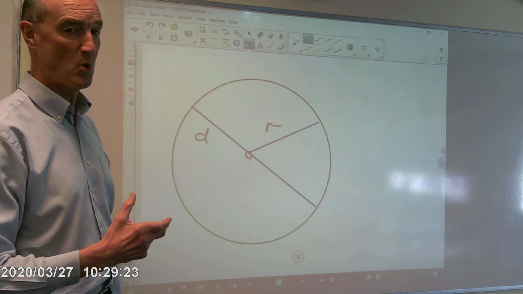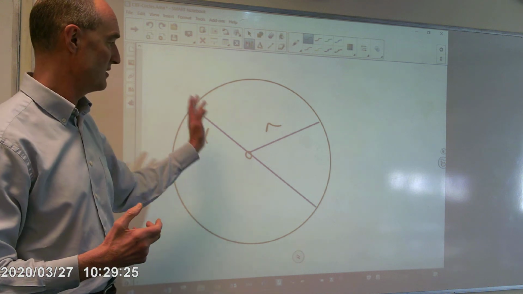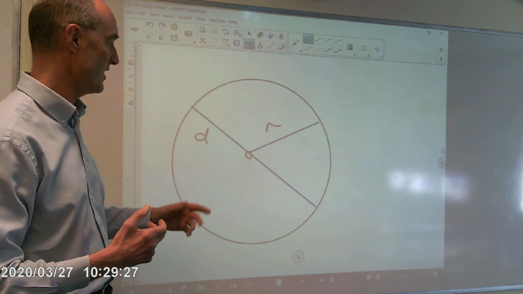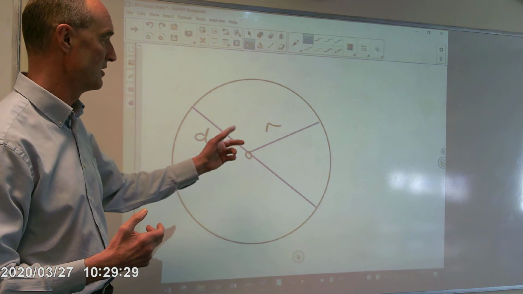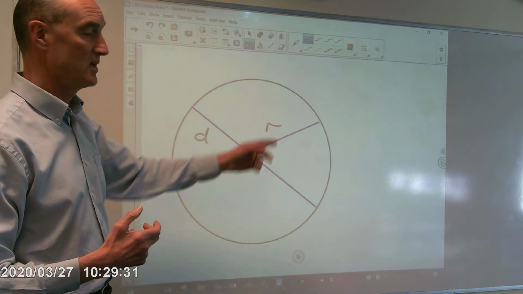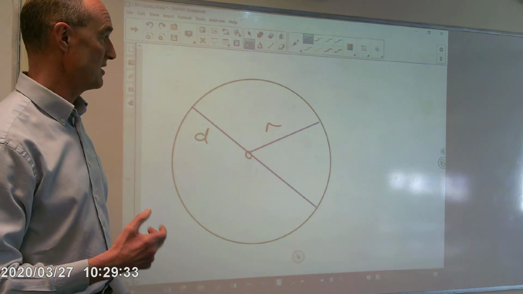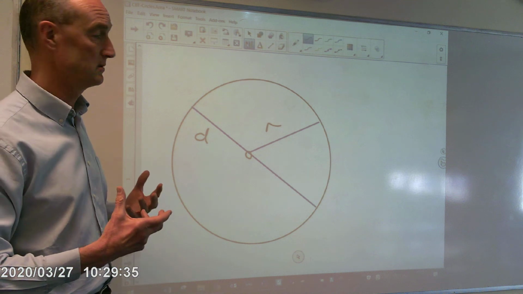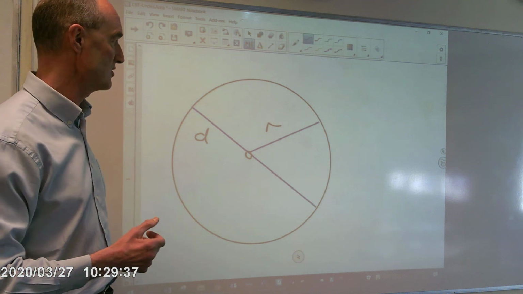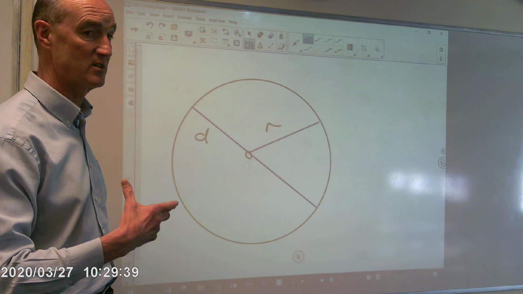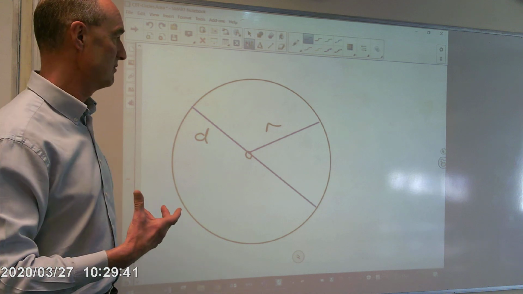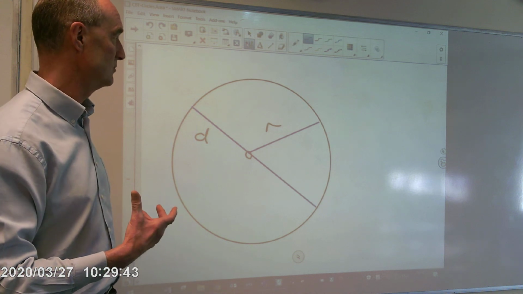So 2 important terms. The diameter, the line that goes from one side of the circle to the other through the centre point. The radius goes from the centre point out to the circumference, the perimeter of the circle, so the outside of the circle. That's the circumference, the special word for the perimeter of a circle.